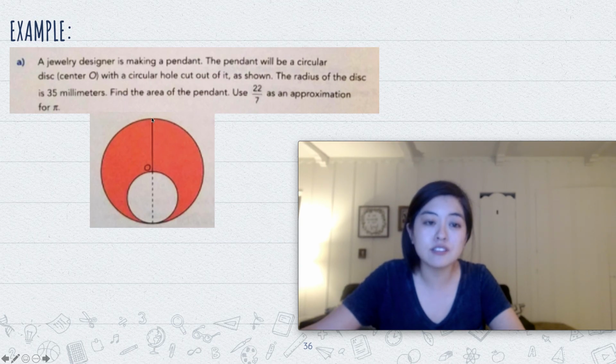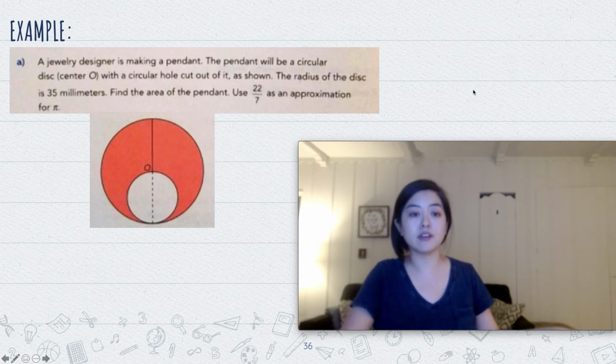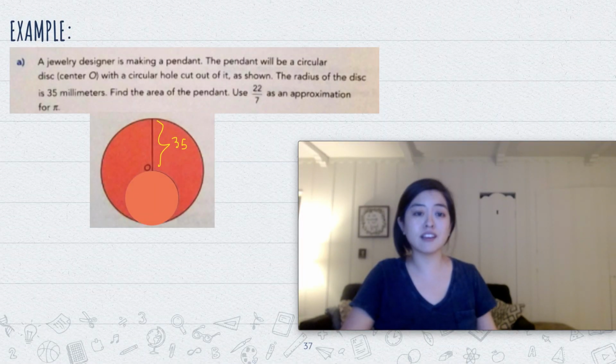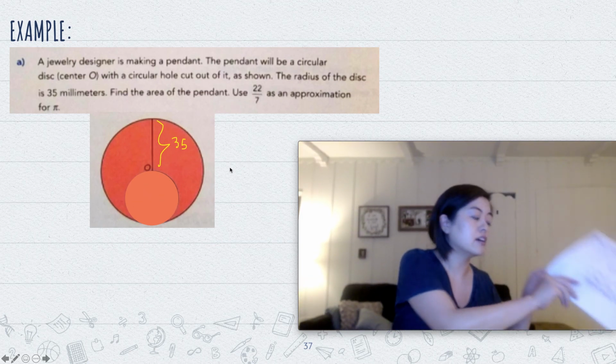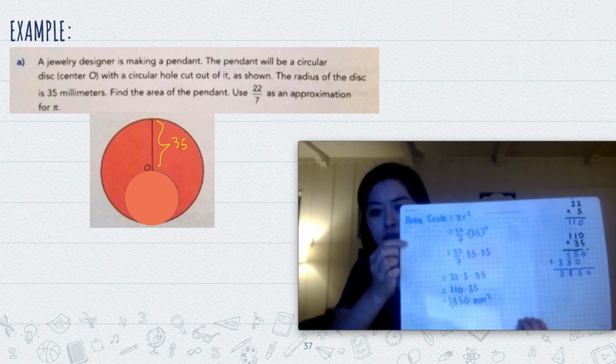The radius of the disc is 35 millimeters. Find the area of the pendant. Use 22/7 as an approximation for pi. Okay. Alright, so first I'm just gonna find the area of this whole circle. So I filled it in, okay? So the area of the whole circle where the radius is 35. And so here's the work here, okay?